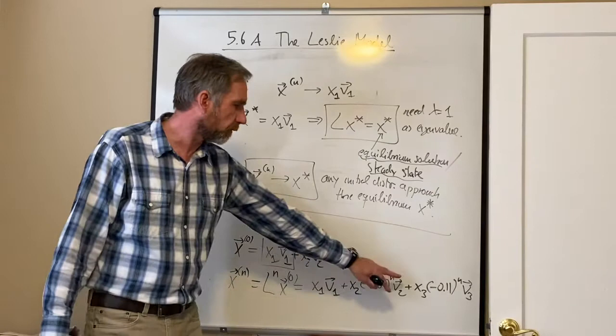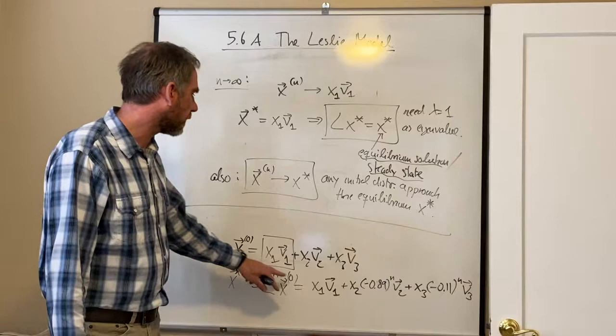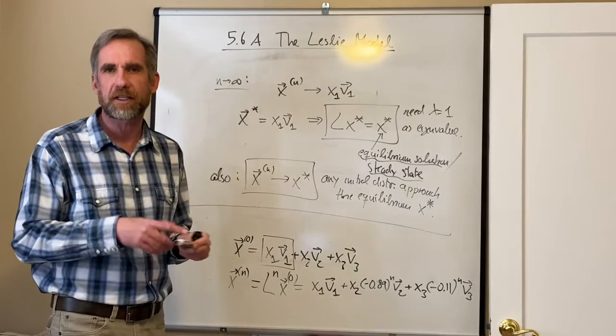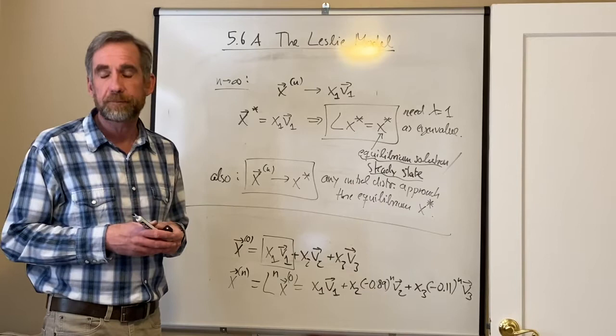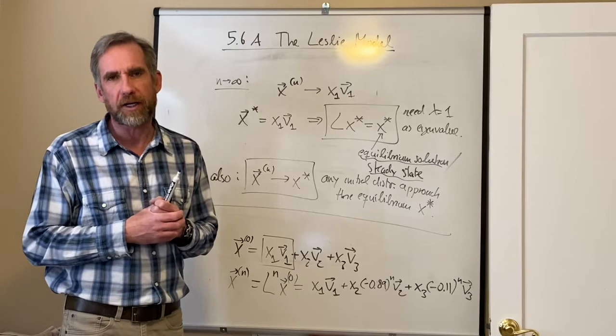And this lambda 1 has algebraic multiplicity 1, so it occurs with multiplicity 1 in the characteristic polynomial. And the eigenvector that corresponds to this first eigenvalue has positive components, so that means it's a feasible or realistic vector for giving us a distribution of a population. And all the other eigenvalues are smaller in magnitude than lambda 1. That's the strictly unique positive eigenvalue, lambda 1.